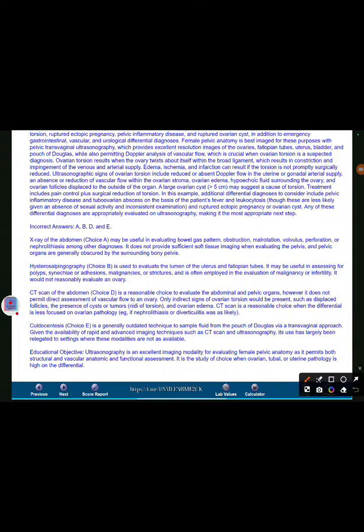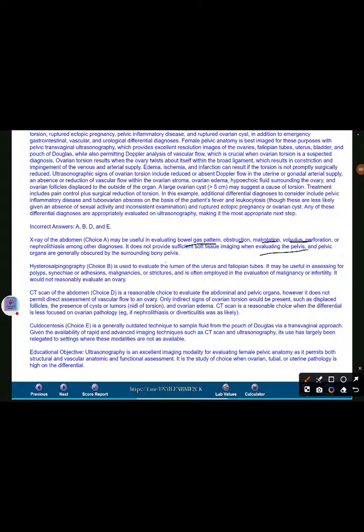X-ray of the abdomen may be used for evaluating bowel gas pattern, obstruction, malrotation, volvulus, perforation, or nephrolithiasis, among other diagnoses. It does not provide sufficient soft tissue imaging when evaluating the pelvis, and pelvic organs are obscured by the surrounding bony pelvis.